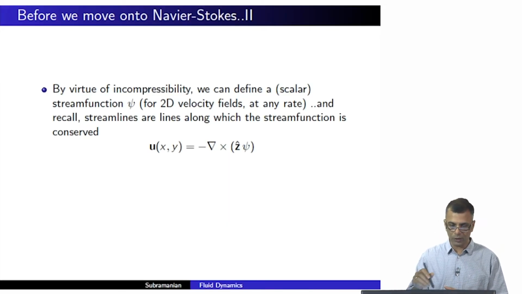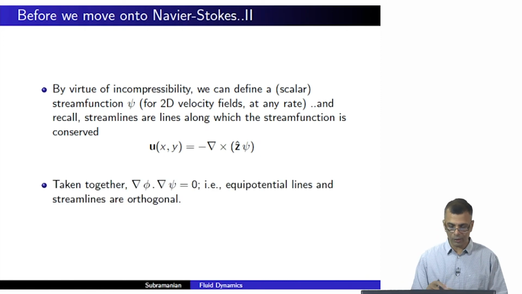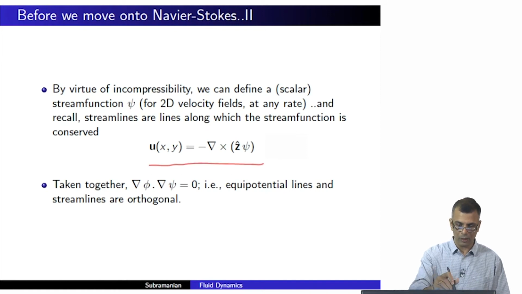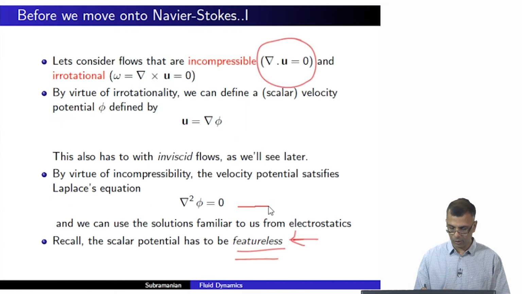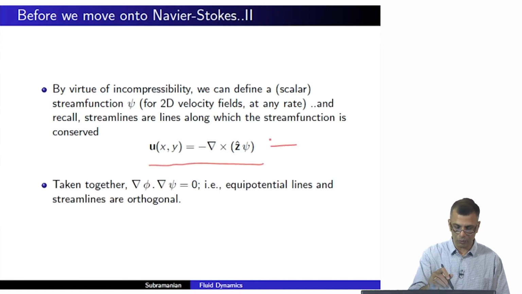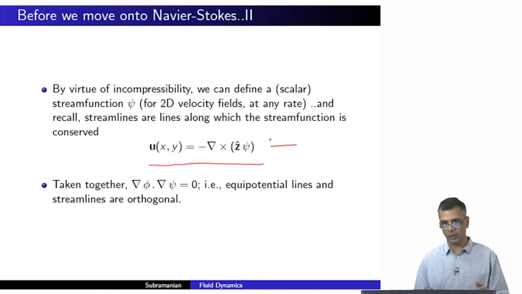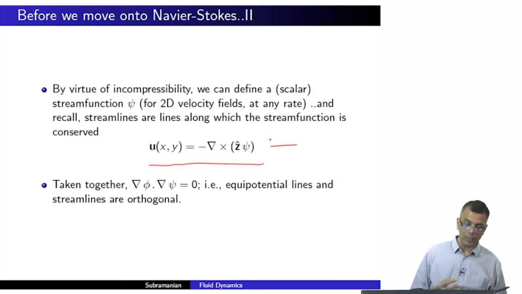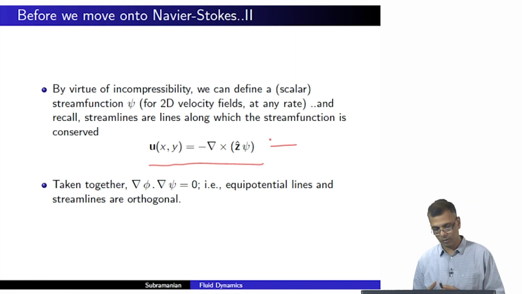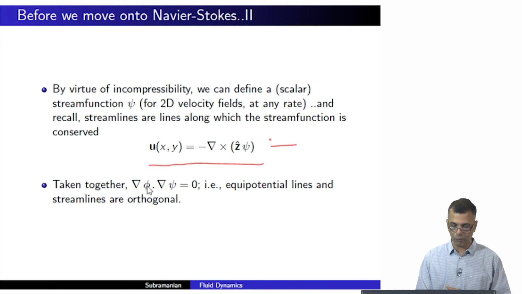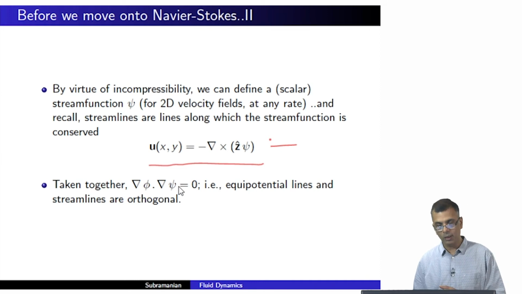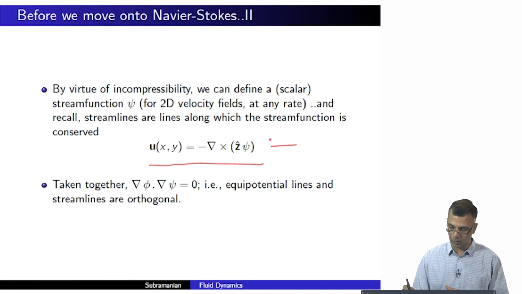So that's a stream function, and taken together, this equation and this equation give you this condition. I urge you to work this out, and we will show why this is so a little later on. Taken together, this implies that equipotential lines and streamlines are orthogonal. So the gradient of the equipotential surface and the gradient of the stream function surface, you dot them together, and the dot product is equal to 0. That's just what this is saying.